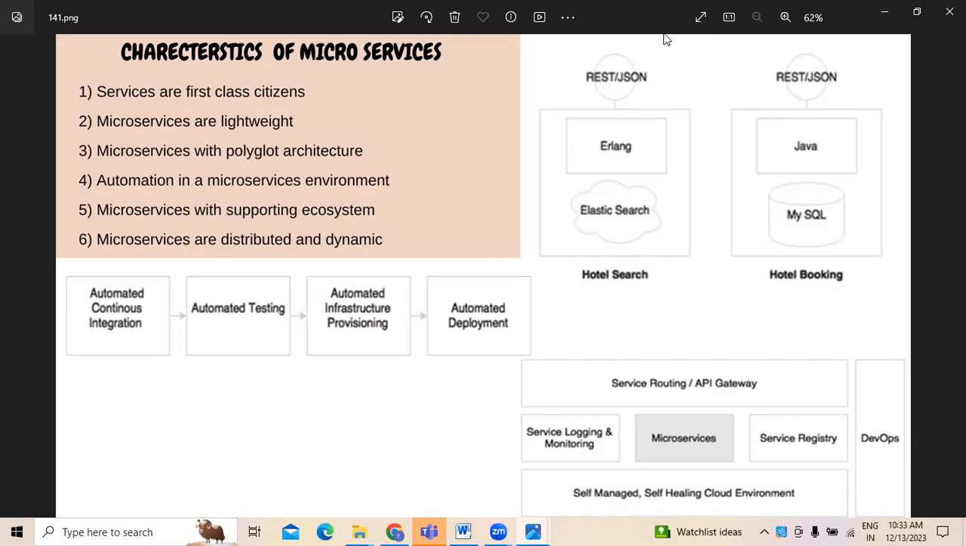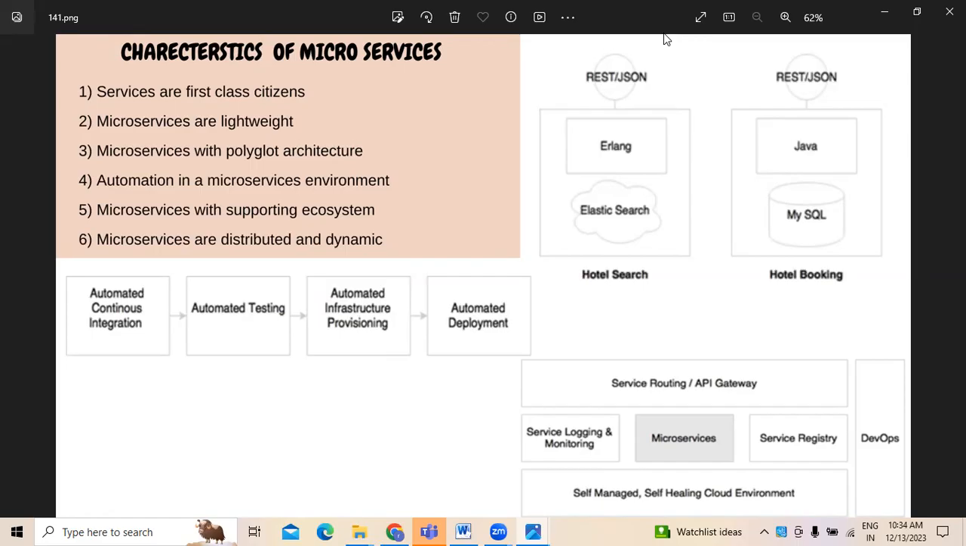Next, about automation in a microservices environment. Whatever automation process we implement, especially in a microservices environment, will be automated because, as I mentioned in the beginning, we are implementing a DevOps environment now. Two things: one is Agile, which we are using now, and at the same time we are implementing a DevOps environment also. These are the two things we are using nowadays.